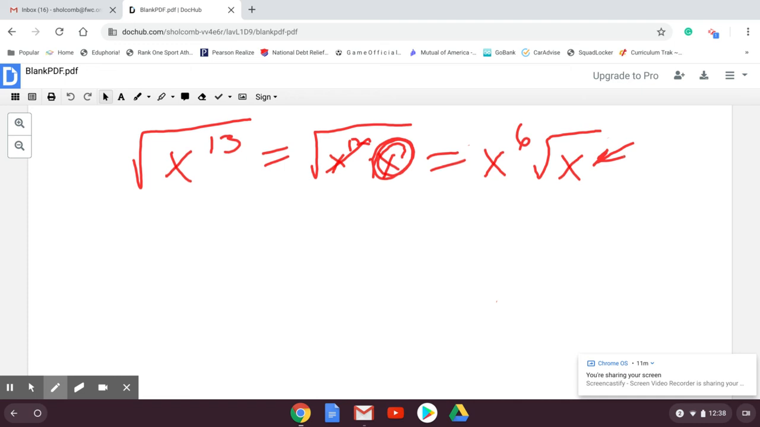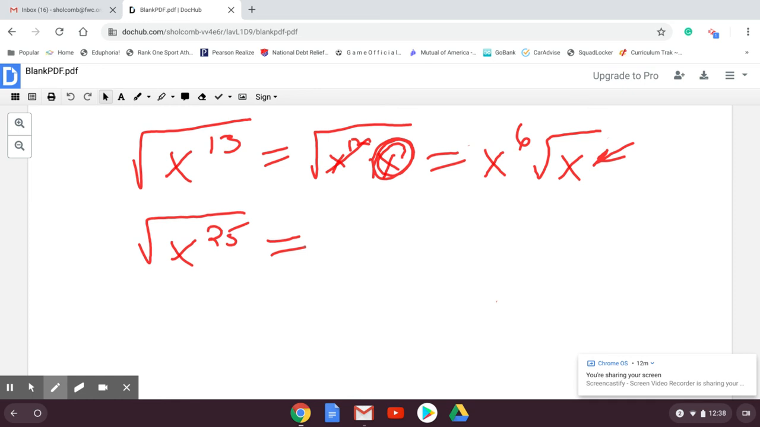All right, let's try another one. This one can be a little bit tricky. What is the square root of x to the 25th? Now, your first response is probably, oh, that's easy, it's x to the 5th. But you're messing up the rule, and you're trying to treat the variable like a number. The square root of 25 is 5. But the square root of x to the 25th is totally different. What's 25 divided by 2?